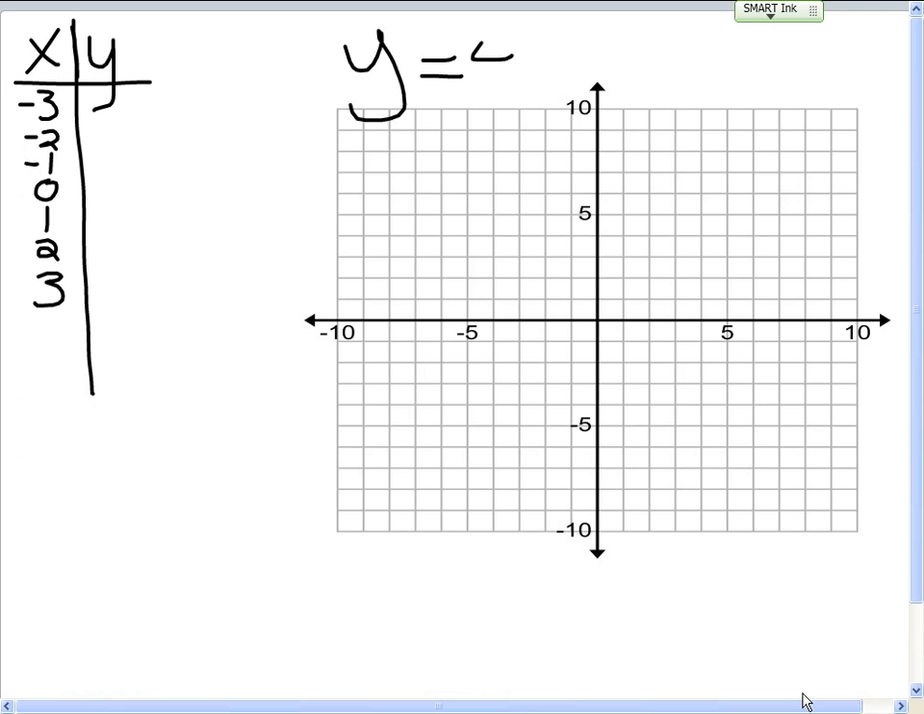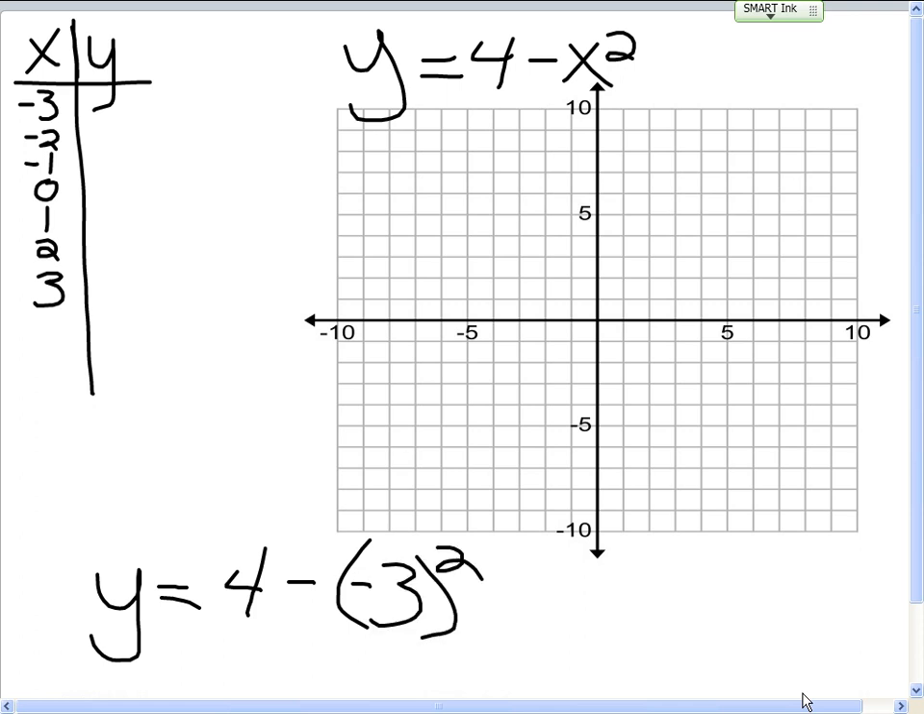Y equals 4 minus x squared, and I'm going to plug negative 3 in for x. So y is equal to 4 minus, remember when you plug in numbers, you have to plug them in parentheses. So this is equal to 4 minus a negative 3 times a negative 3, which is a positive 9. So I have 4 minus 9, which will give me negative 5. You're going to do that with all of your x values.